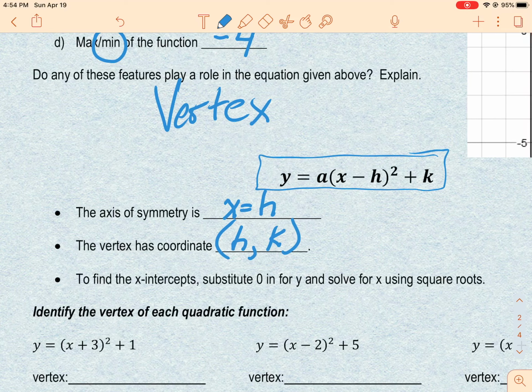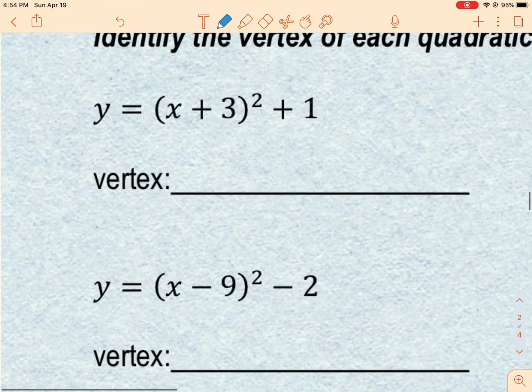And then to find the x-intercepts, you substitute 0 in for y, right here, and then solve using square roots. So that's the stuff that we had done last week. So let's take a look at a couple of these.